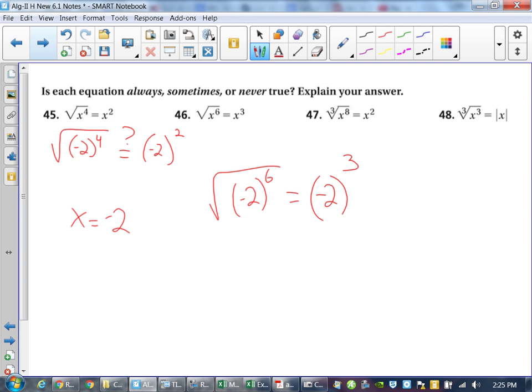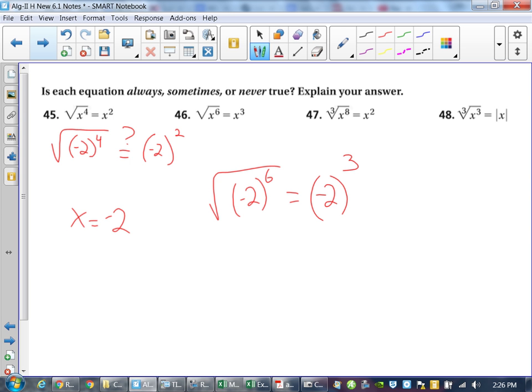Use your calculator. Why would you put the negative 2 in for x? I'm just using it as my example. I can use anything. I can use negative 1. I'm using a number that I know will multiply out. I don't want to use 1s and negative 1s. I'll use 2s because it's easy.